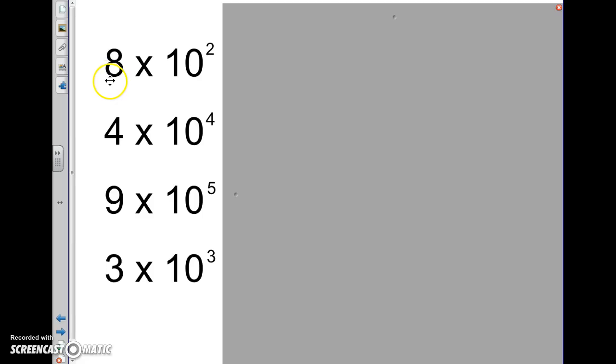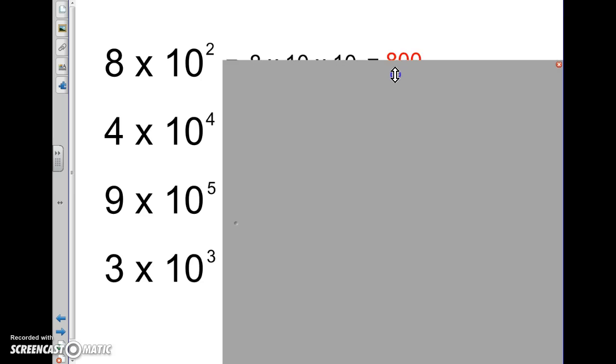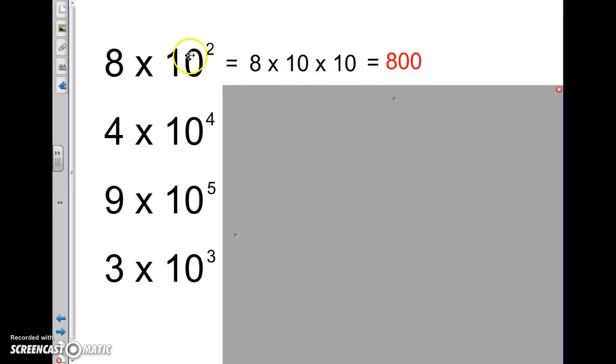So for this first one, 8 times 10 to the second, we need to know what 10 to the second means again. I know what 8 times 10 means, right? But 10 to the second means multiplying by 10 two times. Twice. So we're multiplying by 10 here and 10 here. So 8 times 10 to the second is the same thing as 8 times 10 times 10, because 10 times 10 is the same as 10 to the second. So 8 times 10 is 80, times 10 is 800.